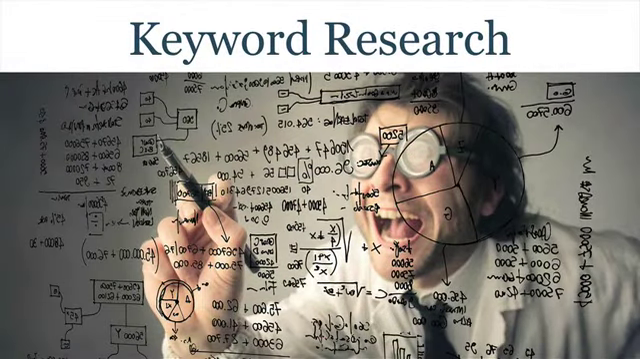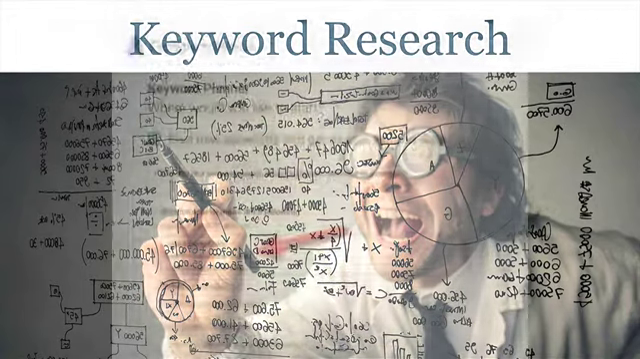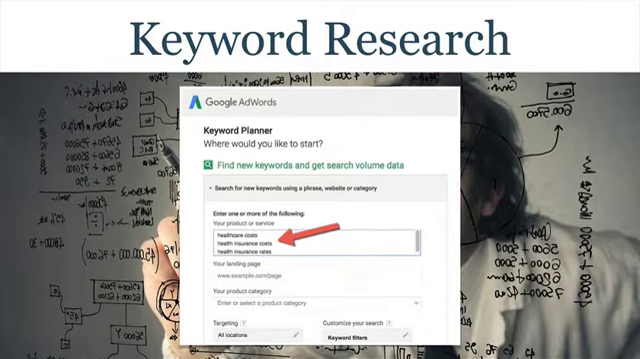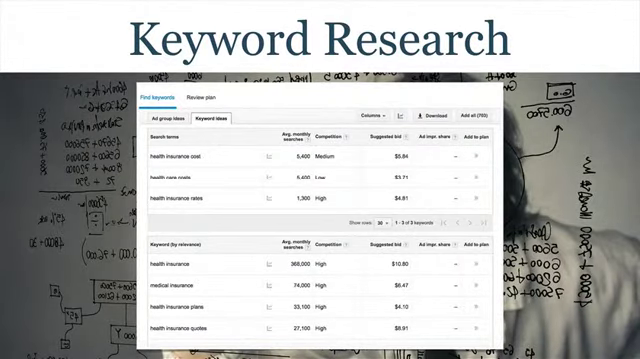So to figure out what words people are using at the search engines, we want to do some keyword research. One of the things that I might recommend is brainstorming a bunch of keyword phrases and then using a tool like Google AdWords, the keyword planner, and just start throwing them in there. So here we have a few different keywords that we might be looking for: healthcare cost, health insurance rates. And then Google will give us back some information about the number of average monthly searches for those words.